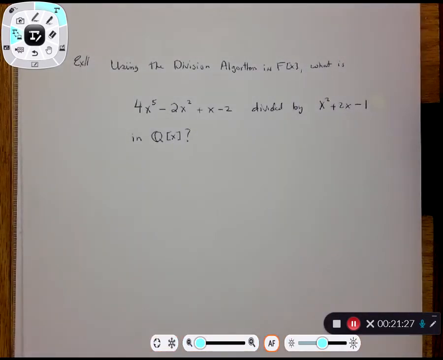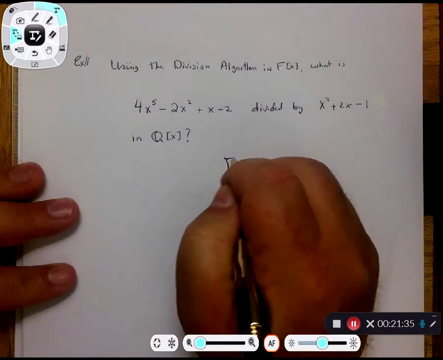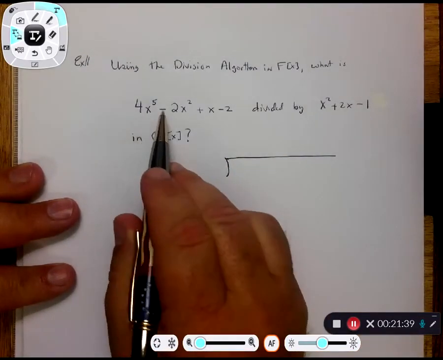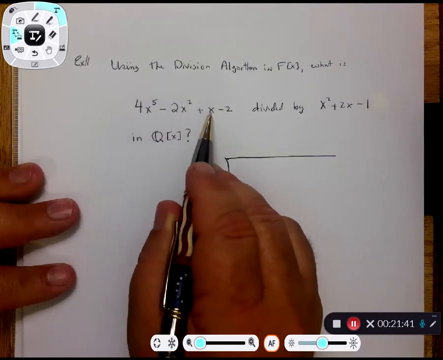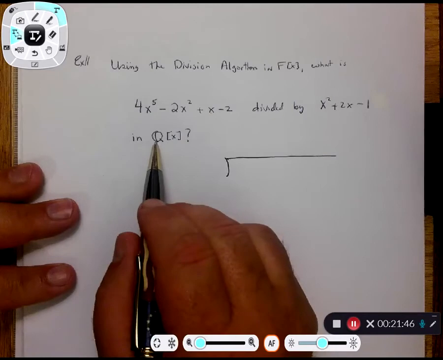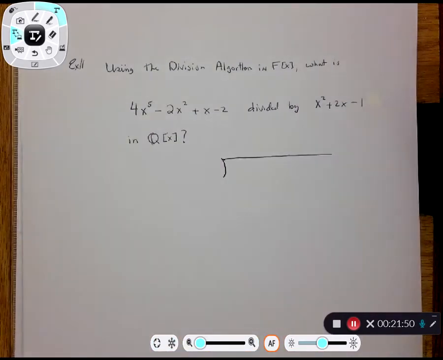So I want to write this up in the division algorithm. Well, first thing I want to do is divide it. So I'm going to go old school here, long division. My dividend is 4x to the 5th minus 2x squared plus x minus 2. Notice that all the coefficients in front of the x terms are rational numbers. They're actually integers, but the integers are also rational numbers here. But remember, if there is a term missing, you got to put a 0 in for it.